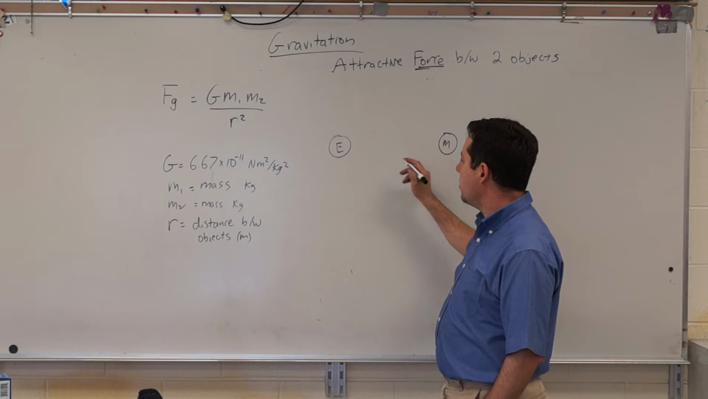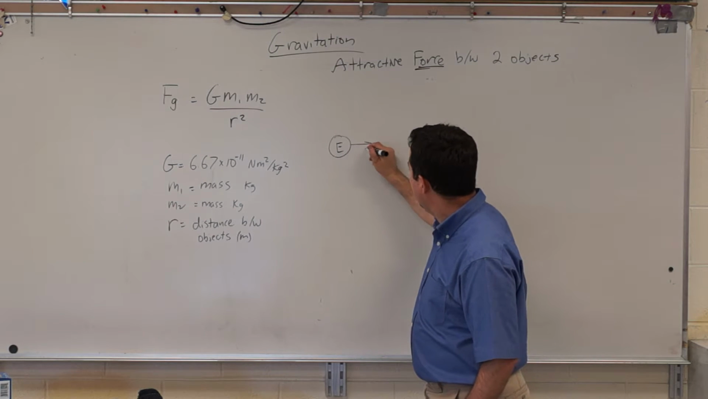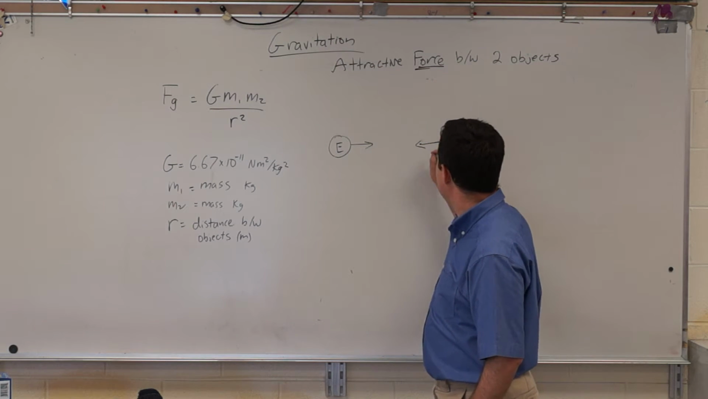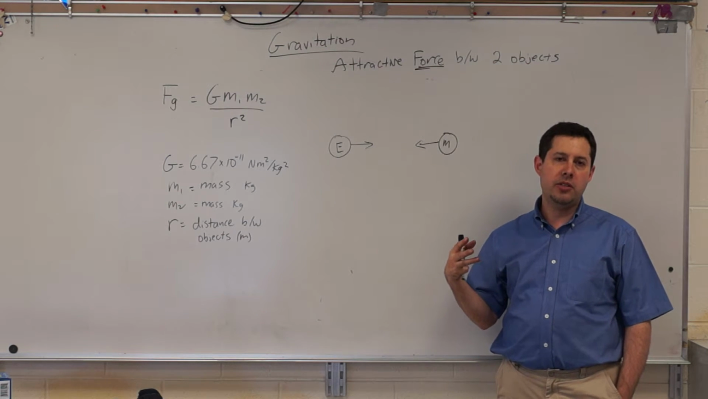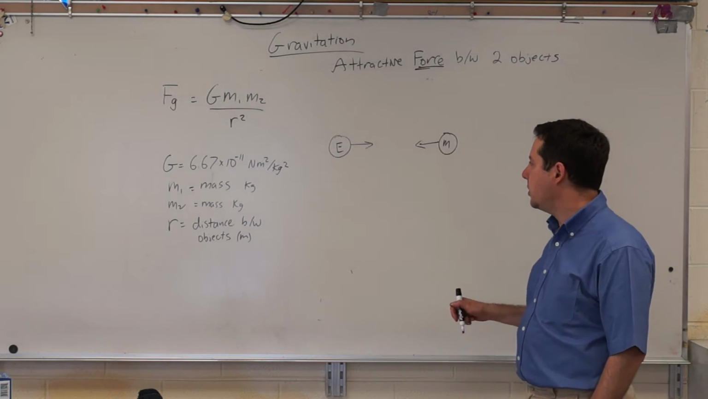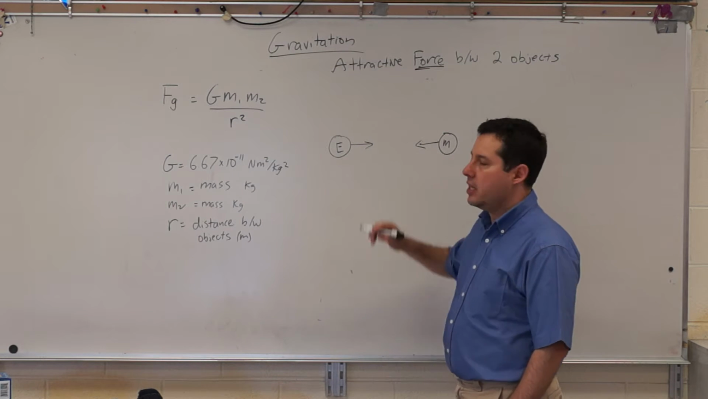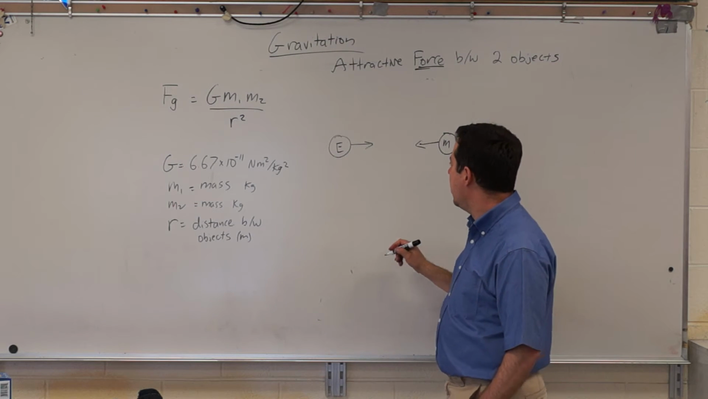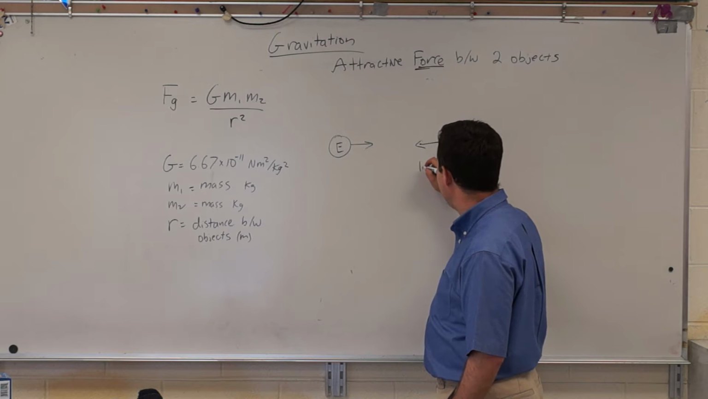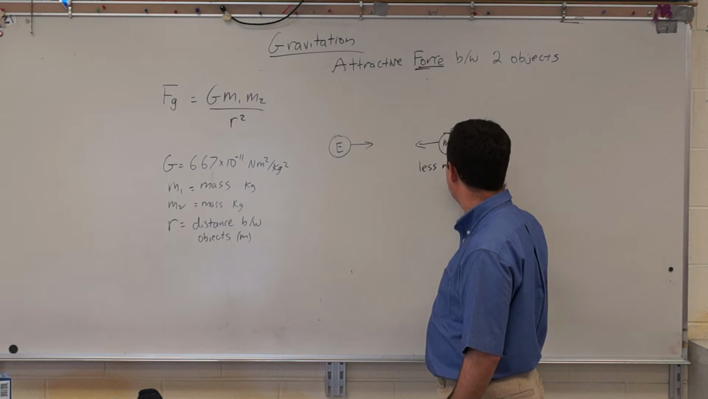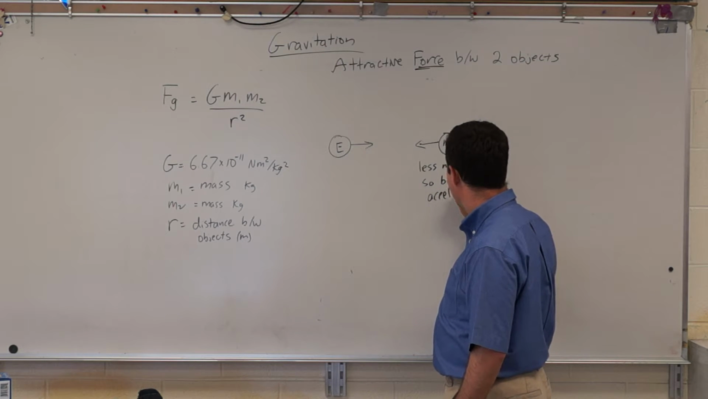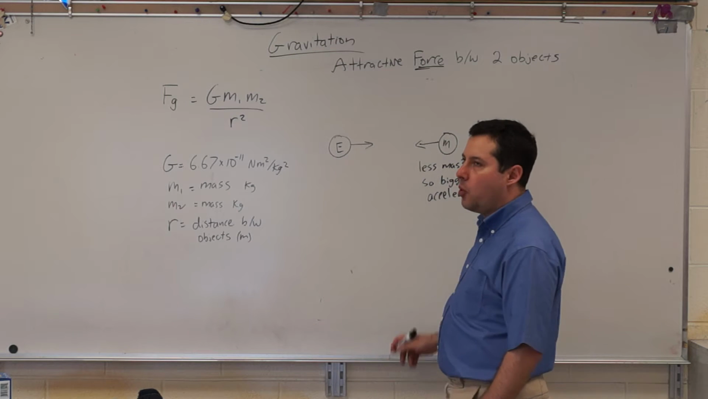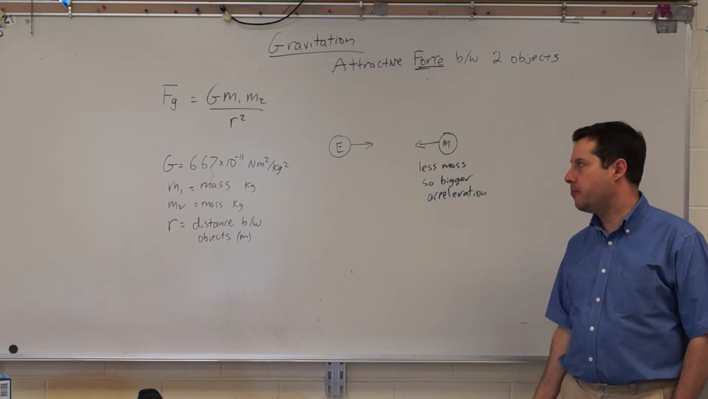It is attractive, which means that it is a force that carries one object towards another object. So if we look at the Earth and the Moon, for example, they both have forces that are equal and opposite. According to Newton's third law, forces always come in pairs that are equal and opposite. So they both have equal and opposite forces on them. The difference is that the Moon has less mass, so it has a bigger acceleration than the Earth does, but the force is equal and opposite.